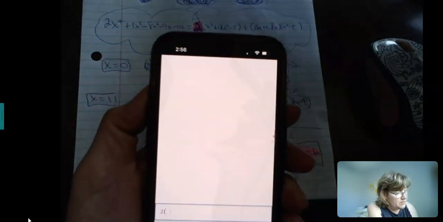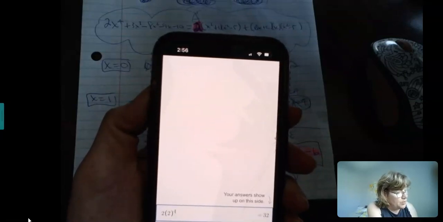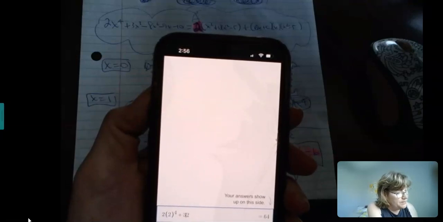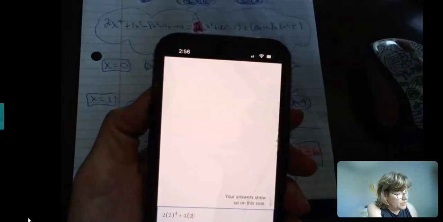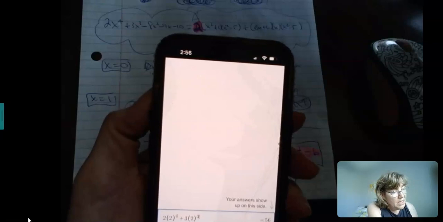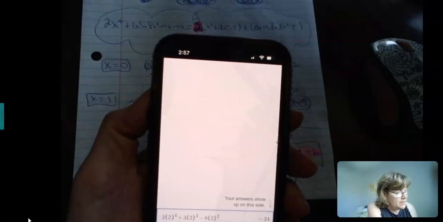So I did 2 in parentheses, positive 2, end of parentheses, raised to the 4th power, plus 3, oopsie, let me get over that and delete it, 3 in parentheses, and then 2 cubed on that one, and then over minus 8, parentheses, and again we're subbing in 2, squared, and then minus 9, parentheses, subbing in 2, minus 10. And I got a -4.